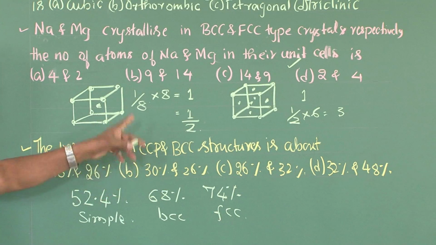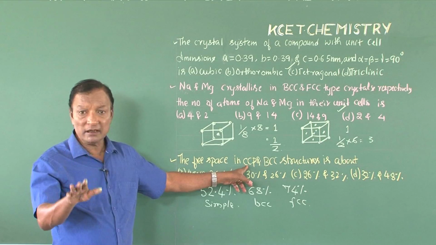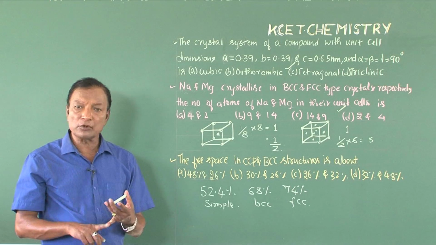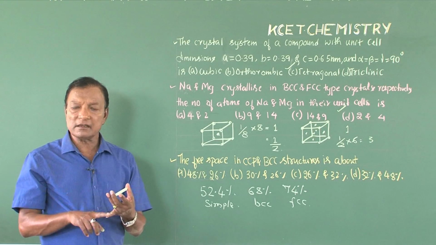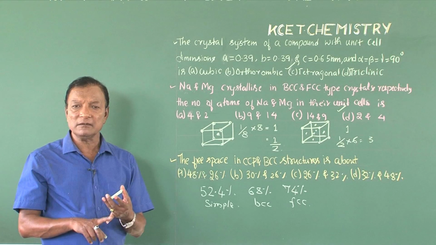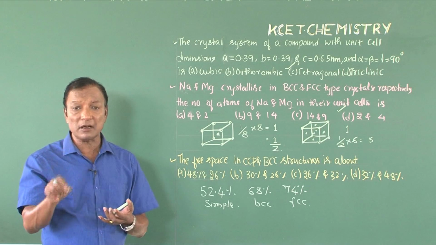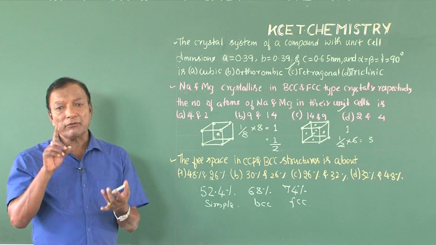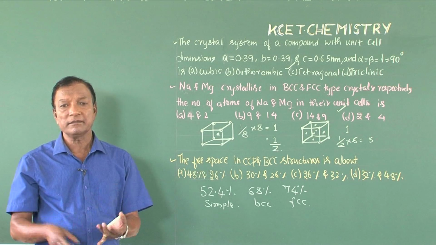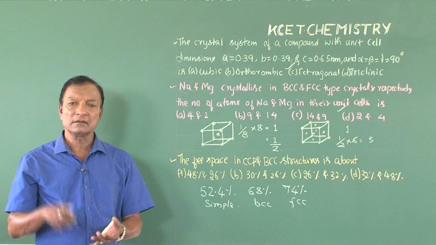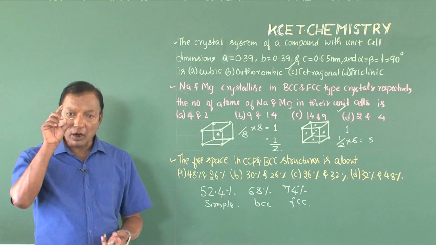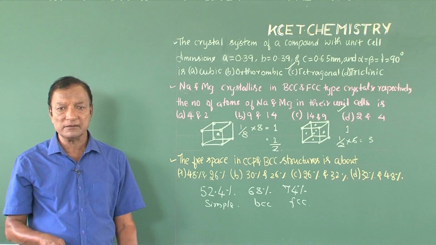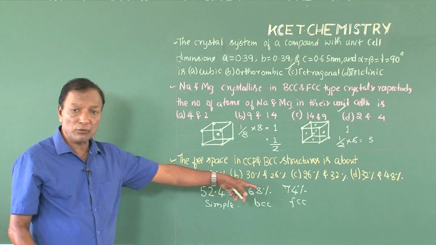The free space in CCP. Here, one more point we have to note. CCP, cubic close packing, FCC, face-centered cubic unit cell, and HCP, hexagonal close packing. I repeat, face-centered cubic unit cell, hexagonal close packing, and cubic close packing. All the three have the same magnitude of efficiency, and the efficiency is 74%.